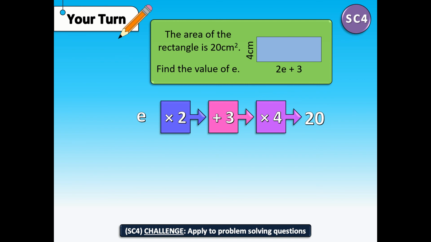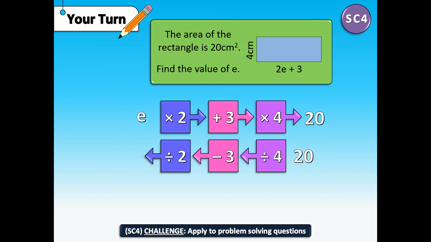So we need to work backwards doing the opposite. We start with 20. We divide by 4. We take away 3. And then we divide by 2. So 20 divided by 4 is 5. 5 take away 3 is 2. And 2 divided by 2 is 1. So E equals 1.